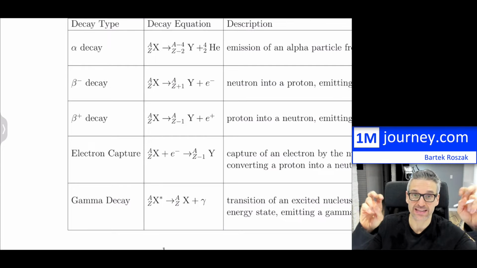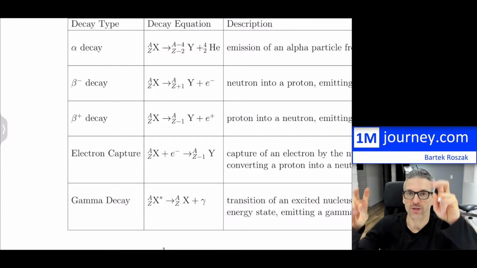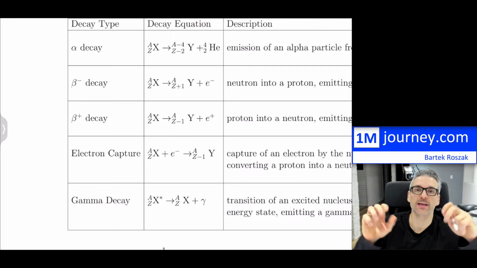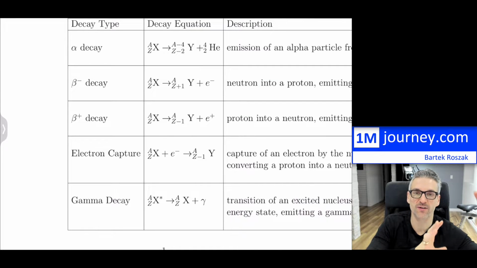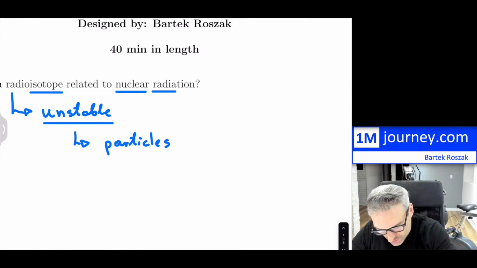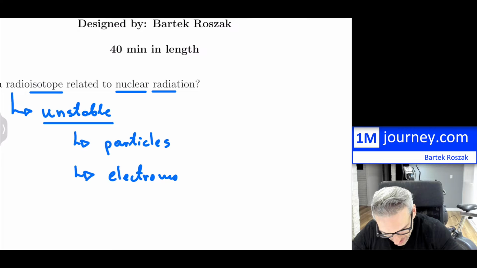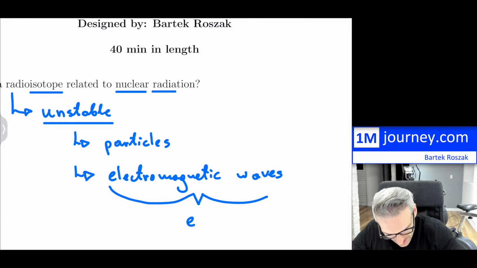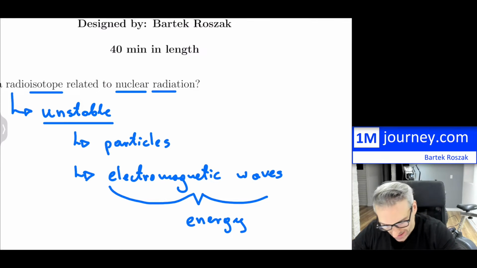And that instability is the radio component, because radio is coming in because of the radiation that it gives off. And radiation is captured in this way: it can be either particles or it can be releasing electromagnetic waves. That's what it can release. Now, this you can think of as some form of energy that might be released. And hence, this is called nuclear radiation.